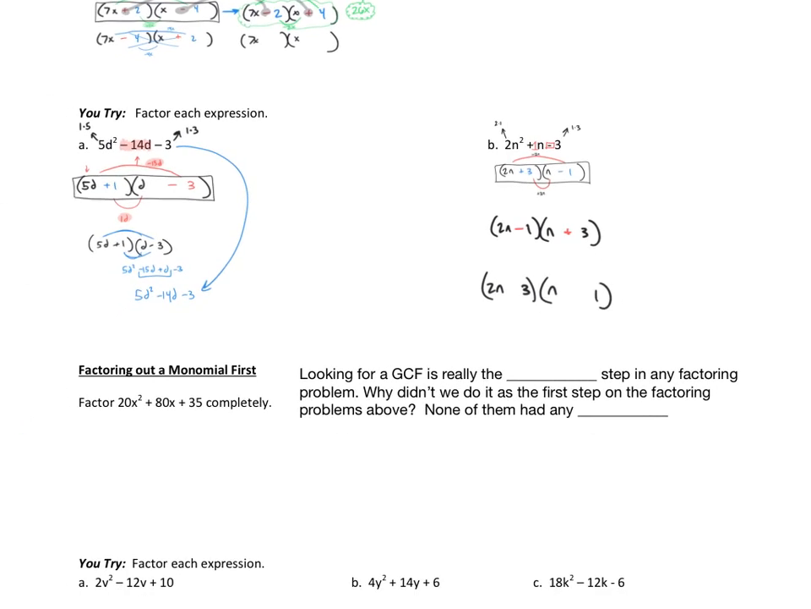Now, the final portion, and all the ones I've previously given you have not had a GCF. I did that on purpose so that we could look at the harder type without having to have any additional steps. But looking for a greatest common factor is really the first step in any factoring problem. The reason we didn't do it on any of the problems previous on this page is I set it up on purpose so that none of them have any GCFs.